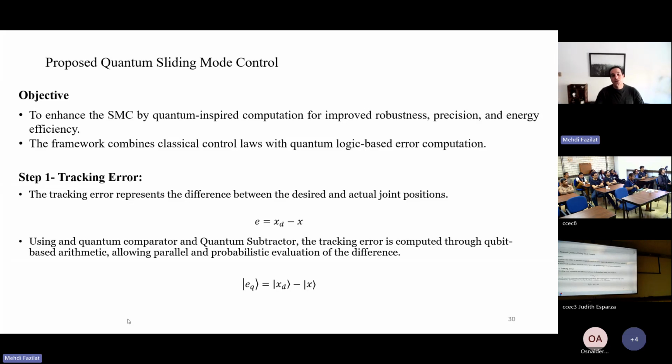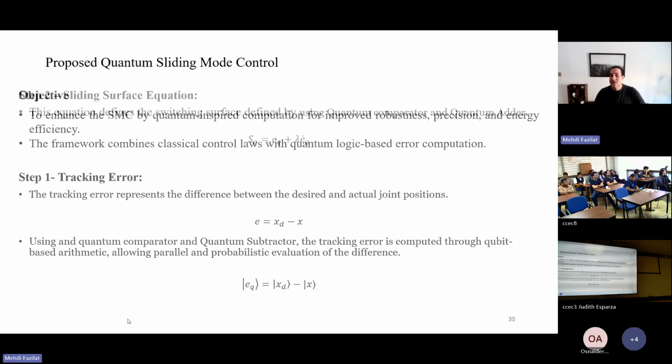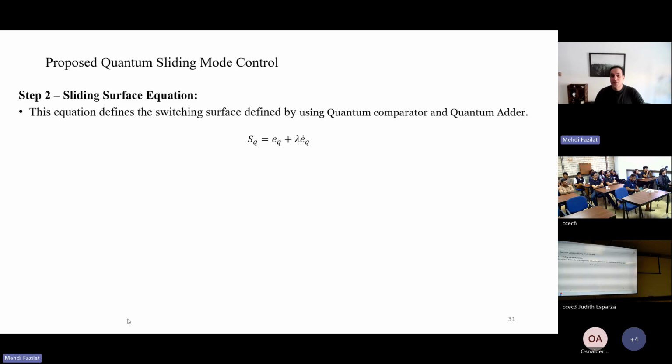The tracking error equation is encoded by quantum states and uses two famous algorithms in quantum computing, the quantum subtractor and the quantum comparator. This is the starting point for the rest of the controller that we designed. The second step is to define the sliding surface. The quantum version of the sliding surface is defined as an equation that you can see, using the quantum adder.